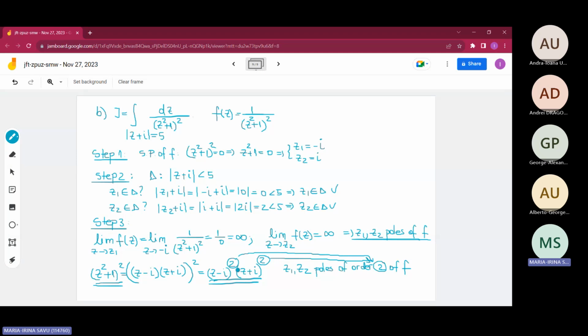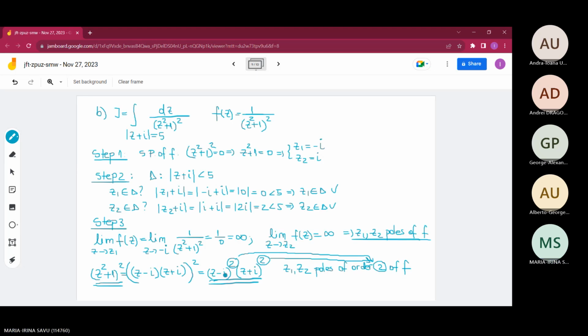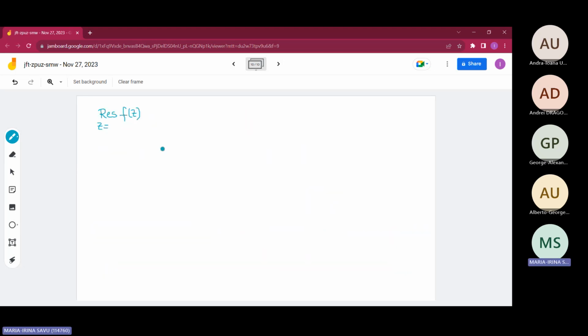Now we have to use the residue formula for each of the points. You have that the residue of the function f of z at z equals minus i is the limit when z goes to minus i of the derivative. You know that you have 1 over 1 factorial in front of it, which is 1.